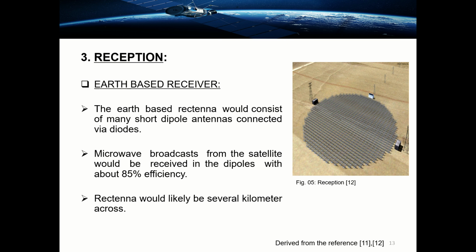Third is the reception: the Earth-based reception receiver. The Earth-based retina comprises numerous short dipole antennae interconnected by diodes. Microwave broadcast from the satellite would be received in the dipoles with about 85% efficiency. The retina would likely be several kilometers across.